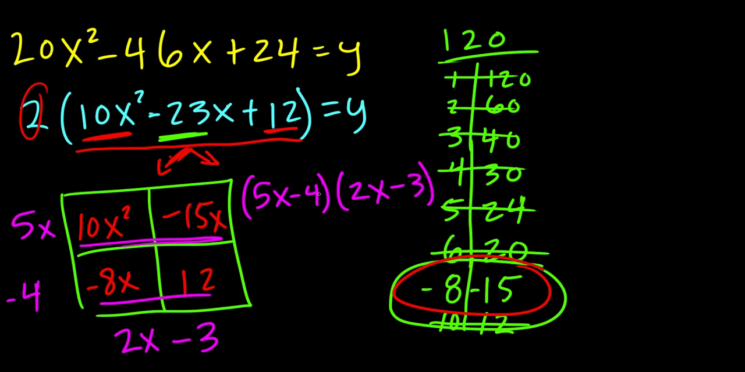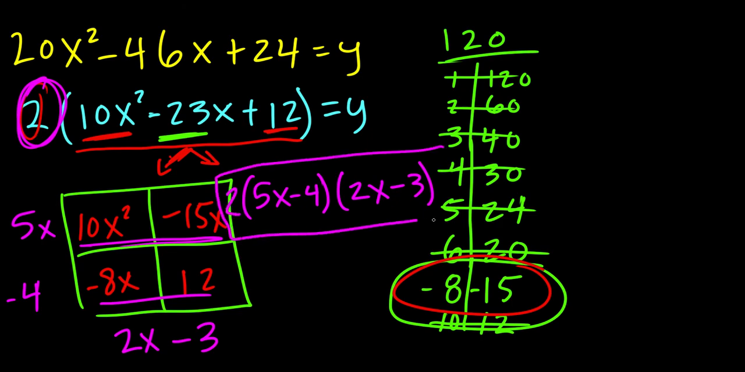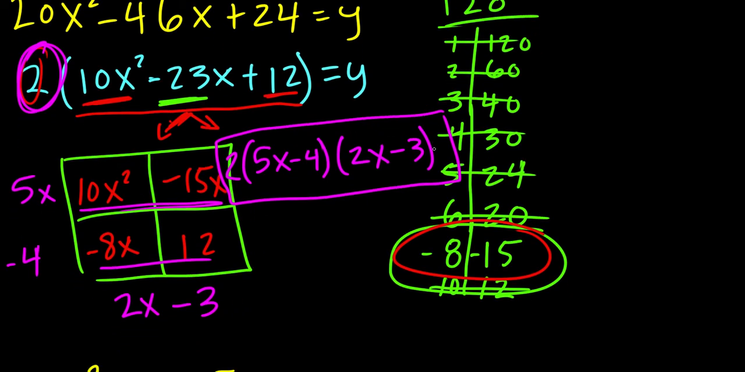Okay, this is the factored form of the stuff up here, but we still want to use this 2. So we're going to put a 2 out on the outside. And so all of that together would be my factored answer.